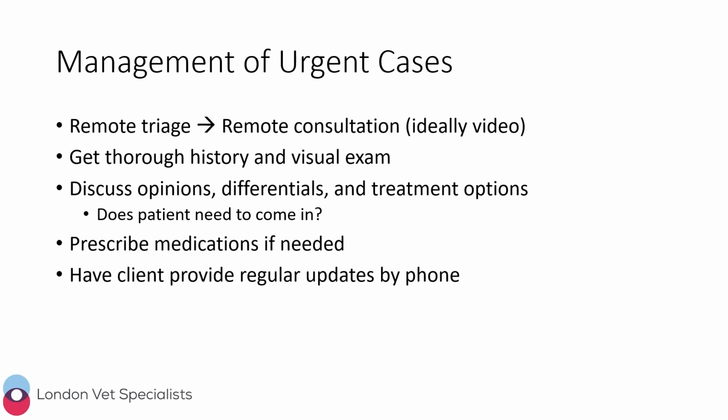Give them the differentials that you think could be underlying in their pet, and then what treatment options you would recommend for a patient like that. Do those treatment options involve that patient needing to actually come into the hospital, i.e. that patient is turning into an emergent case, or might it be able to do some simple management at home? You might be able to prescribe some medications if needed, which we will talk about how to do in just a second.